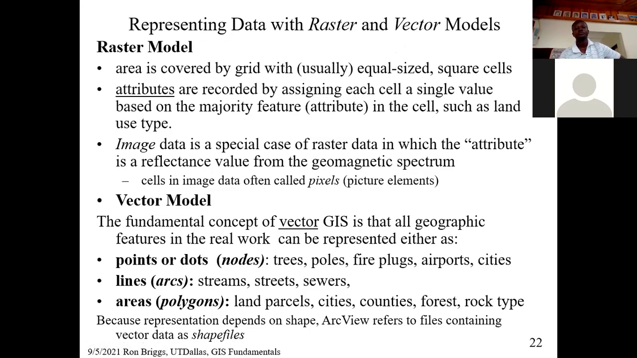Okay, so there you go. A tree is represented as points, a pole as points, a fire plus as points. A line, streams are like lines. There's a river here, and that river is the same river you find about there. So by just the way you look at the object and the way it's elongating, you can literally see it looks like a line.